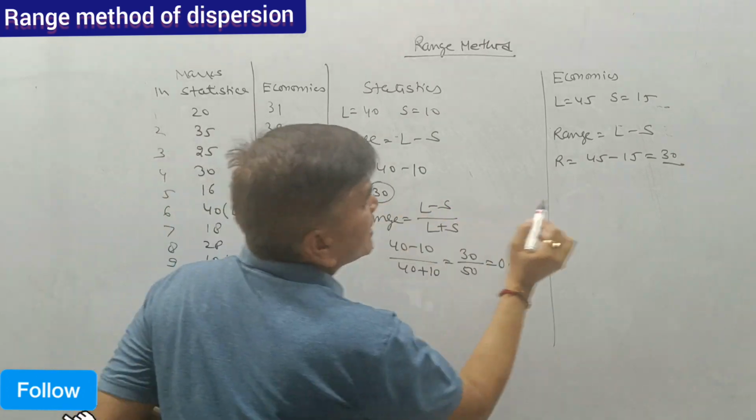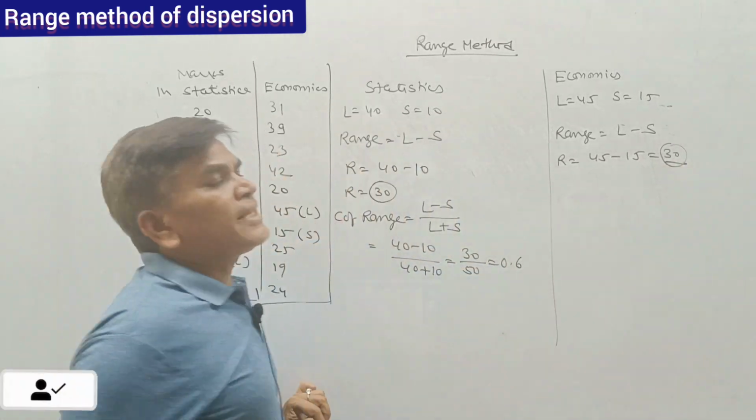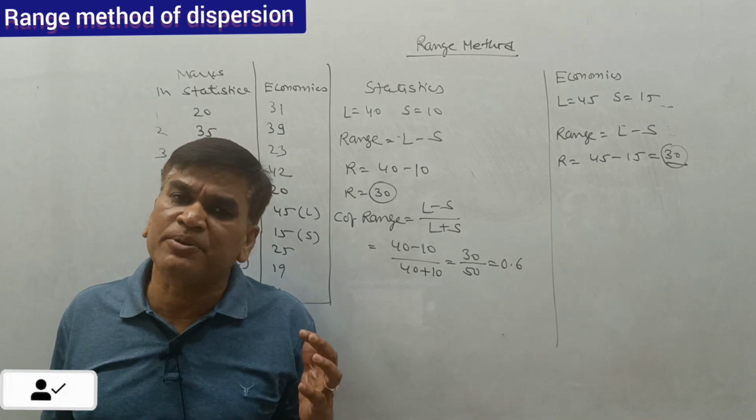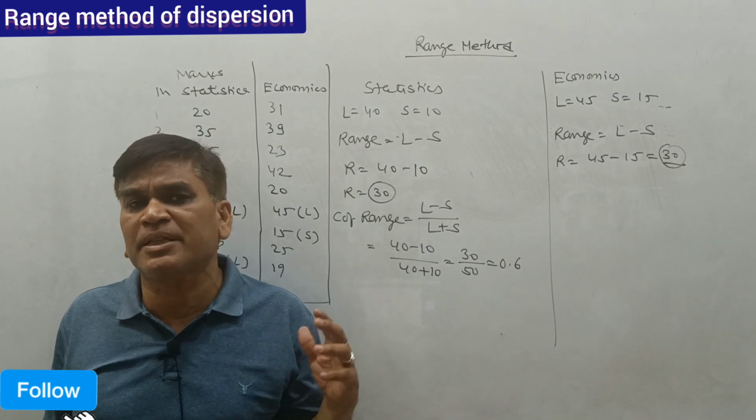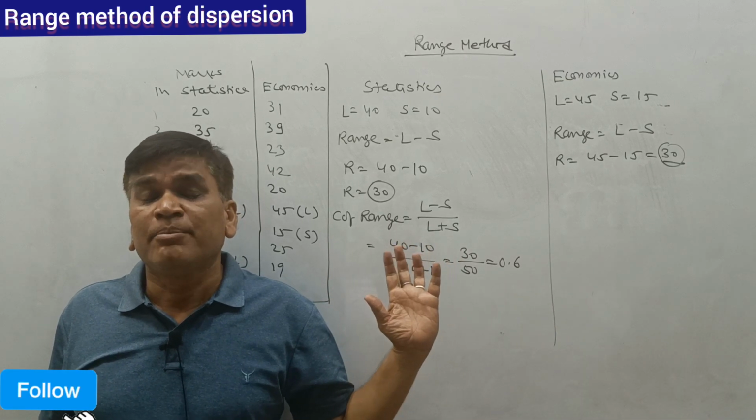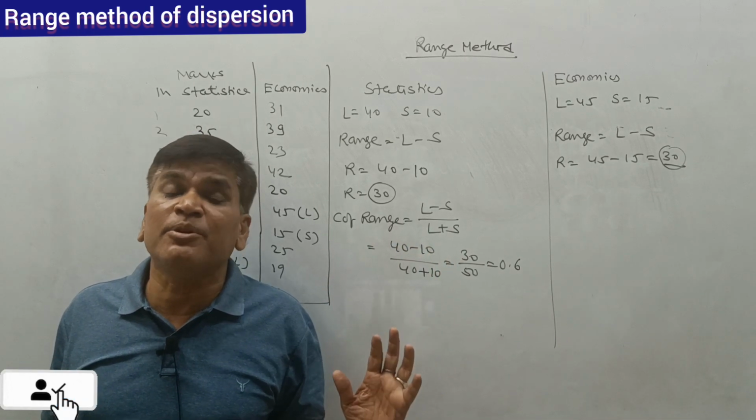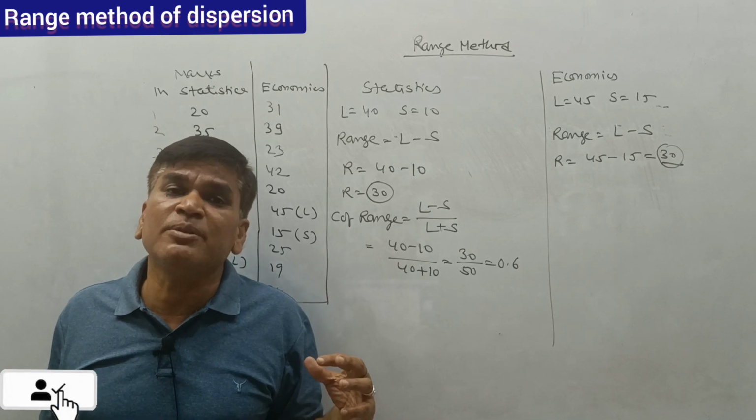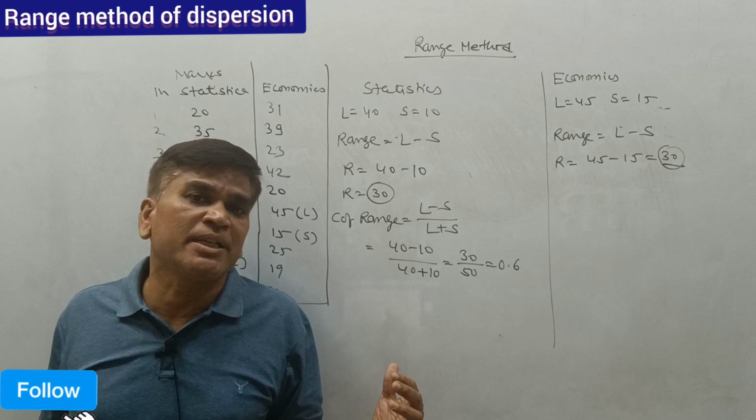Here also 30, here also 30. So we are saying that if we have to make a comparison between the two series, we have to calculate the coefficient of range, not the range, because here the range is equal. But which is better and which has more discrepancy, which has more dispersion?